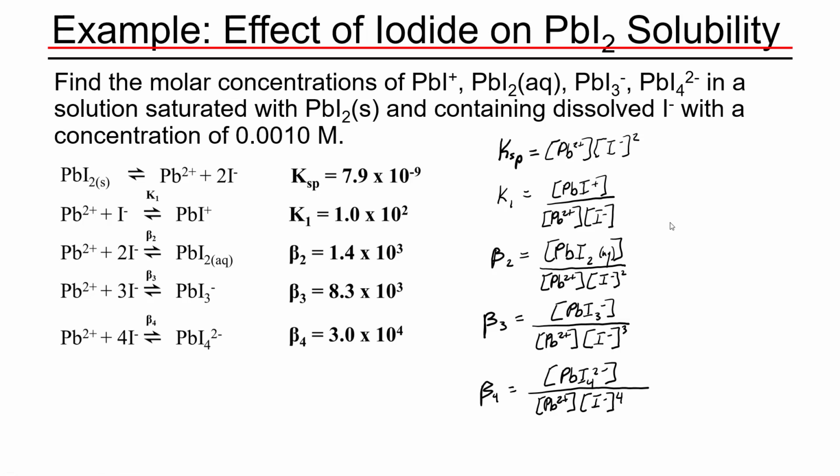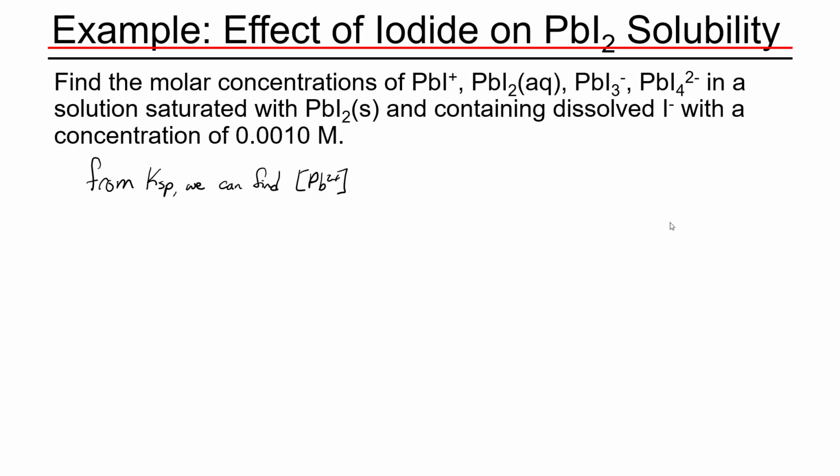And the reason that we can do this is because the equilibria are related. The concentration of lead that satisfies any individual equilibrium constant expression must satisfy the concentration of lead in all of the equilibrium constant expressions. There can only be one concentration of lead for all of these related equilibria if they're describing the same system. So our problem-solving strategy is to first use the KSP to find the lead 2 plus, and then we'll know both the lead 2 plus concentration and the iodide concentration, and we'll be able to calculate the concentration of all the other lead iodide complexes in solution.